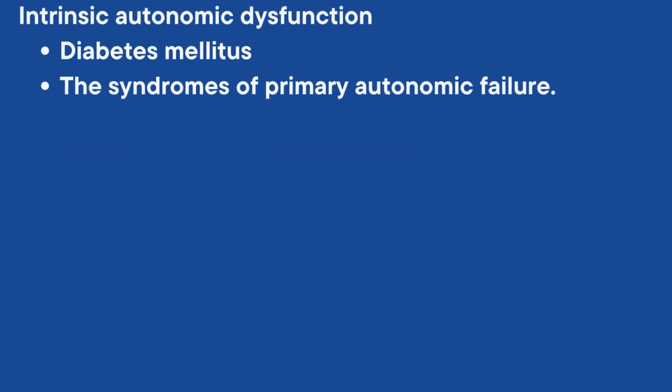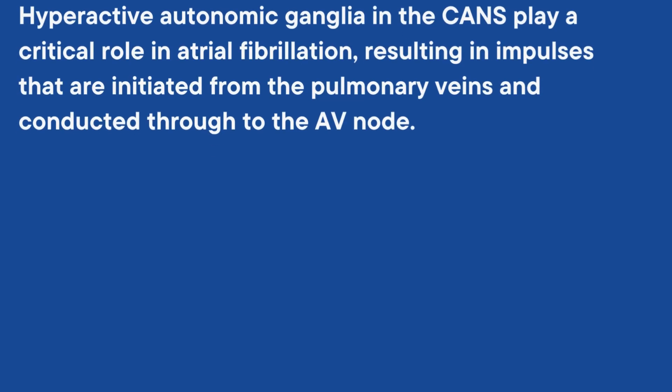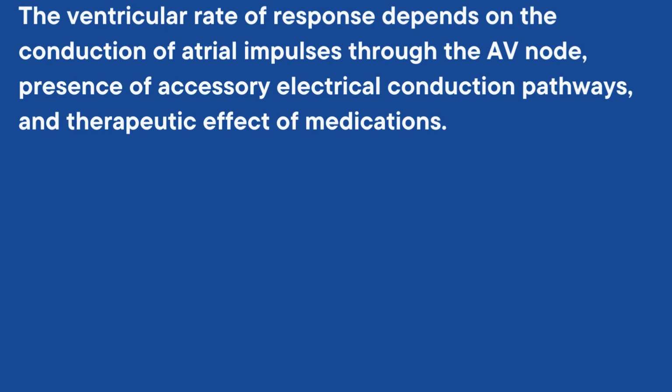Intrinsic autonomic dysfunction arises from diseases that directly affect the autonomic nerves, such as diabetes mellitus and the symptoms of primary autonomic failure. Extrinsic autonomic dysfunction reflects the changes in autonomic function that are secondarily induced by cardiac or other diseases. Hyperactive autonomic ganglia in the CANS are thought to play a critical role in atrial fibrillation, resulting in impulses that are initiated from the pulmonary veins and conducted through to the AV node. The ventricular rate of response depends on the conduction of atrial impulses through the AV node, presence of accessory electrical conduction pathways, and therapeutic effect of medications.